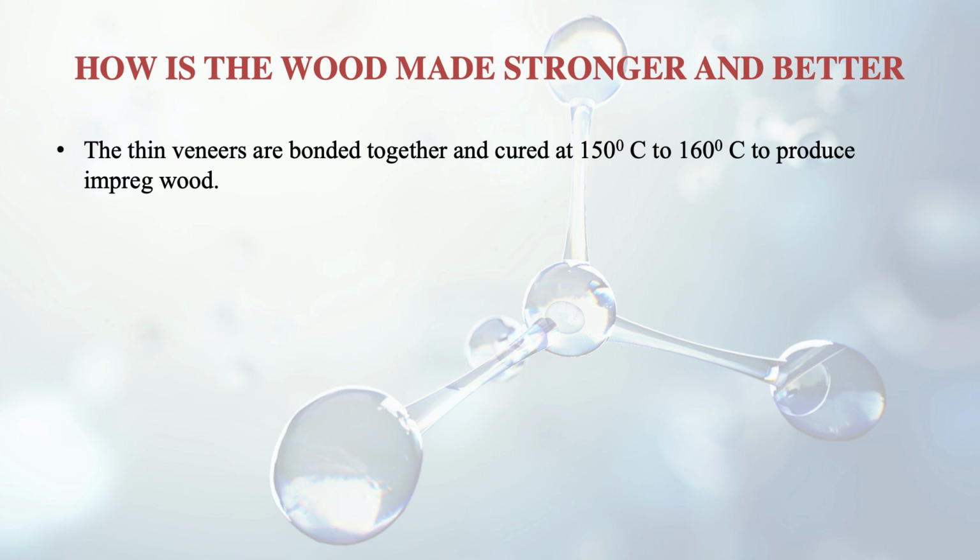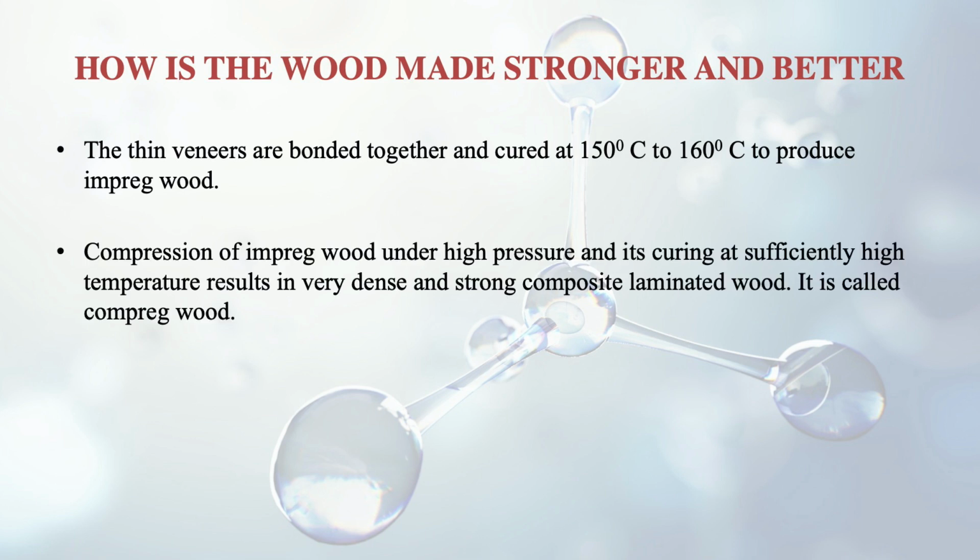Then another variety, compression of impreg wood. This particular wood where we use the phenolic resin, if we compress it under high pressure and then cure it at sufficiently high temperature, then it results in a very dense and strong composite laminated wood, and this is called compreg wood. So now we have got the strong wood, which is a composite laminated wood.